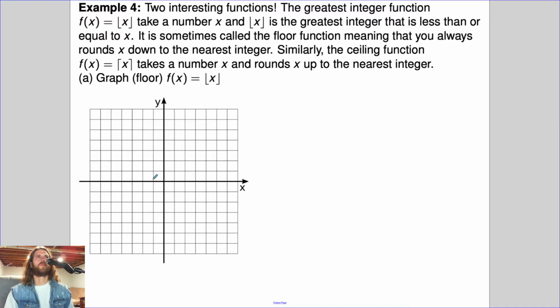Oh yeah, these are cool. Here are some interesting functions. And when you're talking about paying a cell phone bill, I think this is honestly kind of more how a cell phone bill behaves.